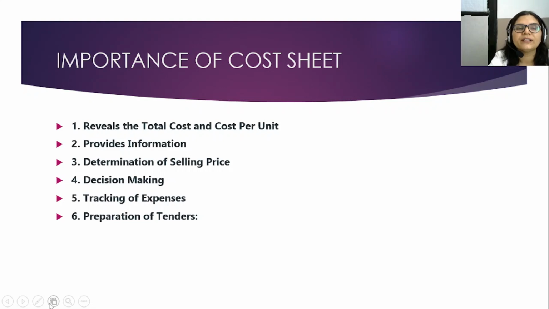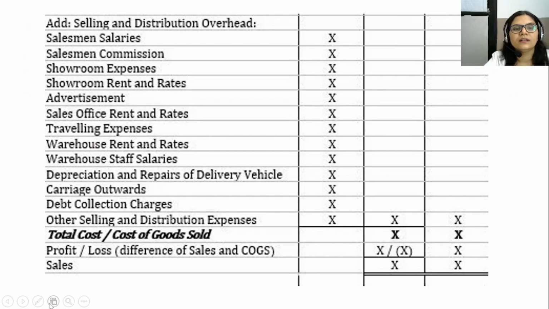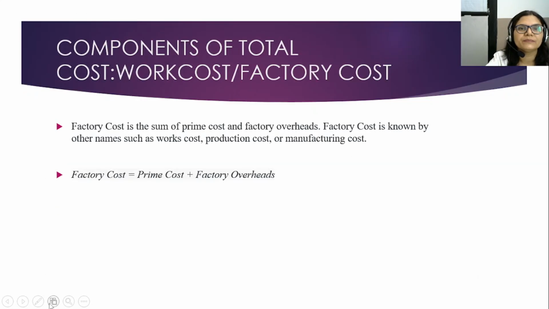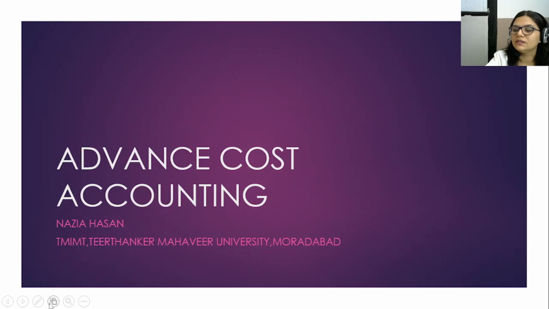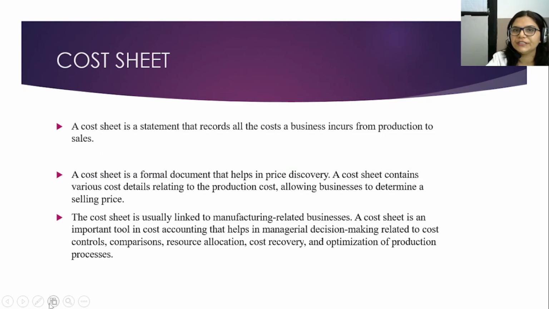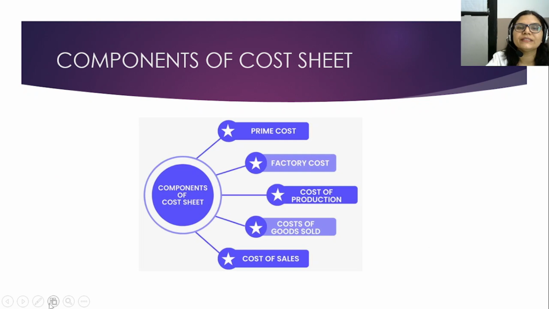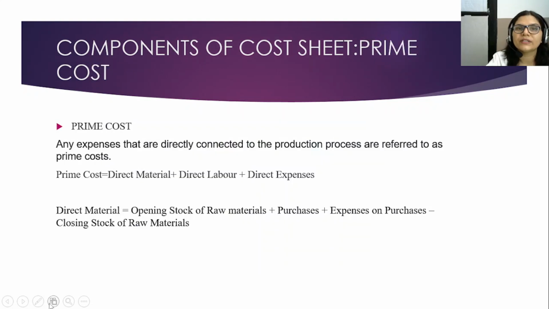So with this, we are done with the very important session on a cost sheet. Let us revise what we have actually discussed. We discussed what is cost sheet. We discussed what are the basic components of cost sheet, which are prime cost, factory cost, cost of production, cost of goods sold, and cost of sales. We discussed what is prime cost, which is a summation of direct material, direct labor, direct expenses. We discussed direct material can be calculated with the help of opening stock of raw material plus purchases plus expenses on purchases and less closing stock of raw material.